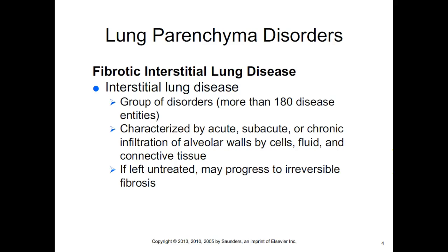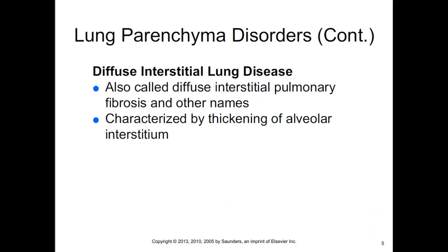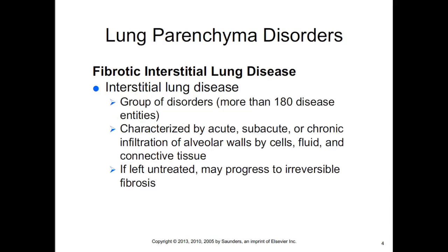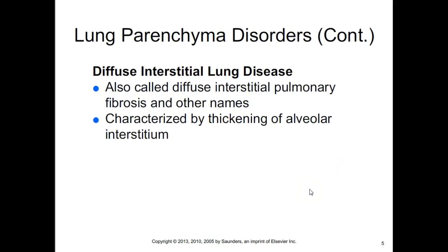All right, so fibrotic interstitial lung disease, right? So this is a group of disorders that are going to be interstitial, so within the lung parenchyma, right? They are either acute, subacute, or chronic, and there's an infiltration of the alveolar walls by either cells, fluid, and or connective tissue. If left untreated, may progress to irreversible fibrosis. All right, so diffuse interstitial lung disease, right, is characterized by a thickening of the alveolar interstitium.